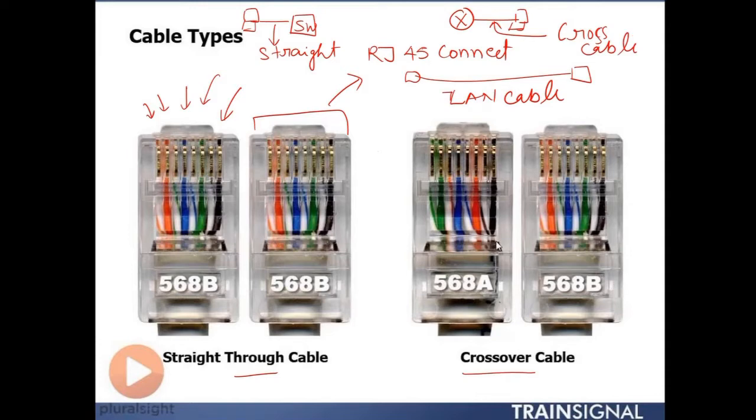How the cross and straight through cables are formed depends on the combination of the colors. If you see the straight through cable, the orange color here and orange color here are the same, green, this blue and white combination is the same as this one, green, and then black. So this is replicated exactly like this one. Then that is a straight through cable.